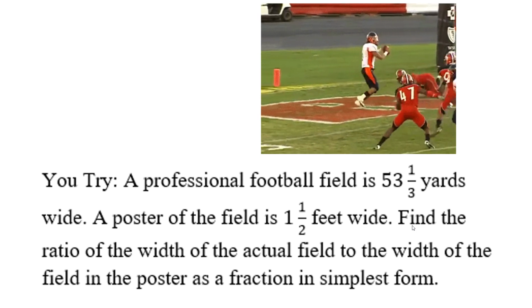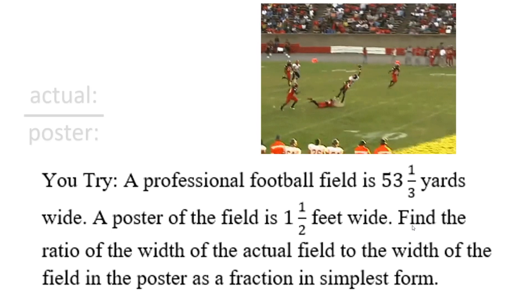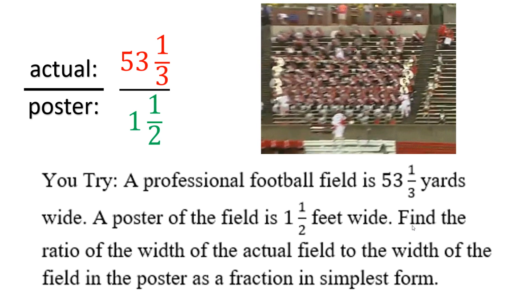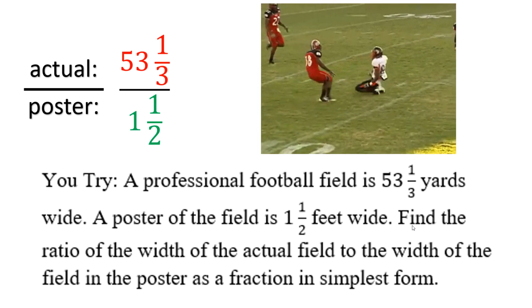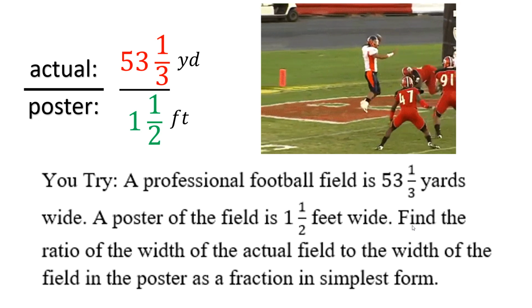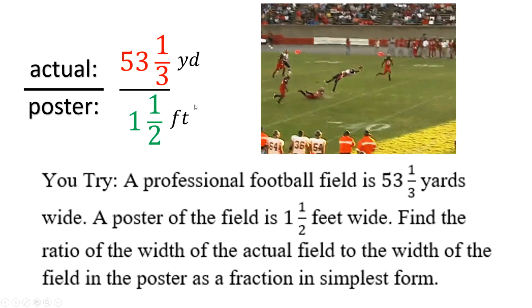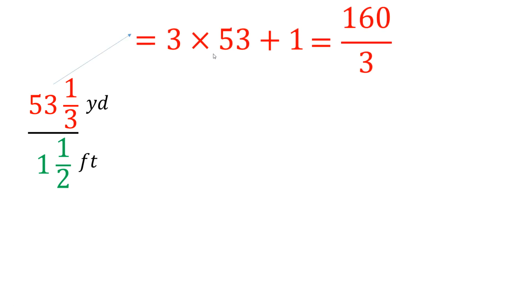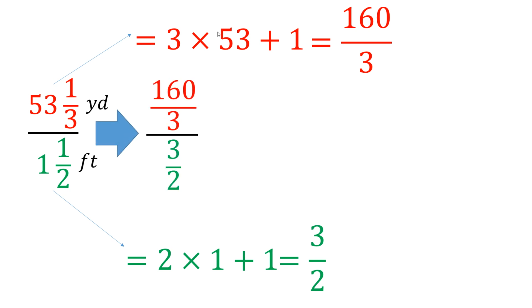So key thing is we're being asked for the actual to the poster. So the actual is 53 1/3 yards, and the poster is 1.5 feet. So we have different units, so we're going to eventually have to do a unit conversion. So we need to change both of these into improper fractions. So we're going to have 160/3 all over 3/2. And remember, we have yards and feet.